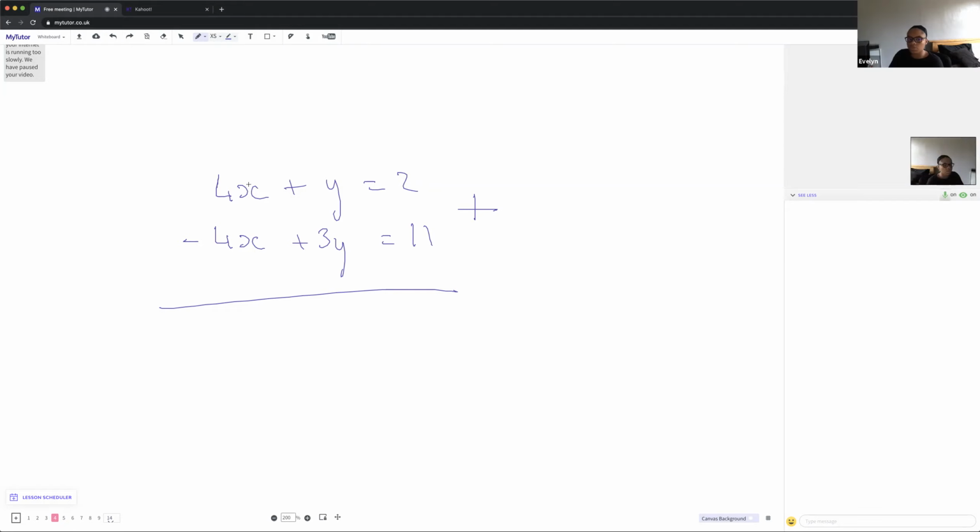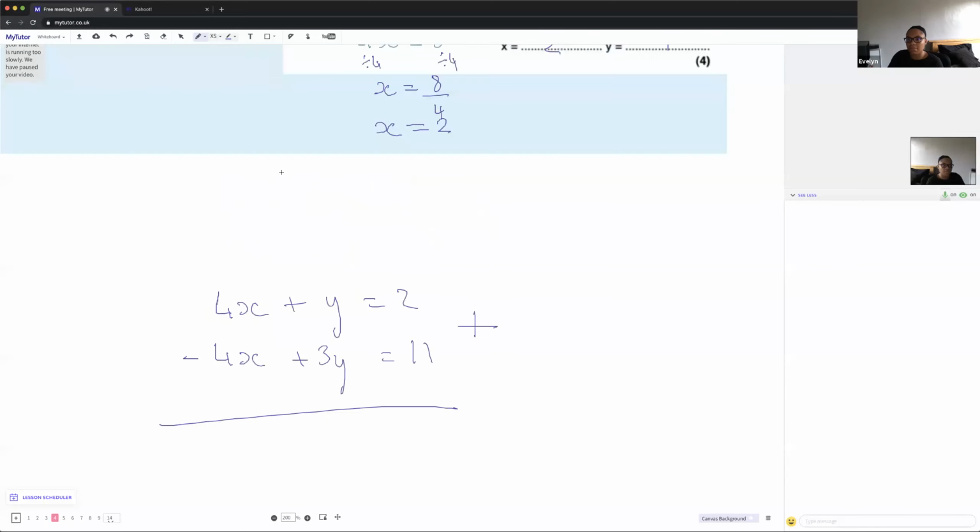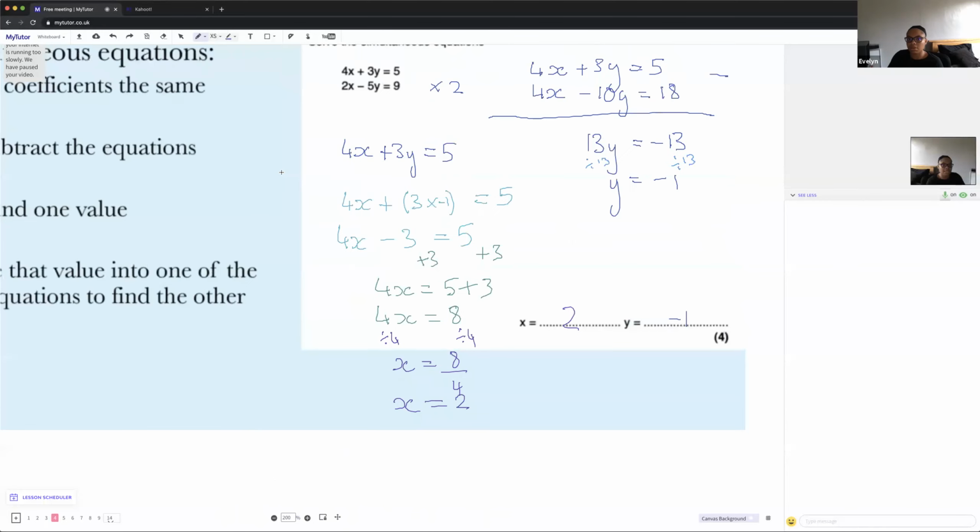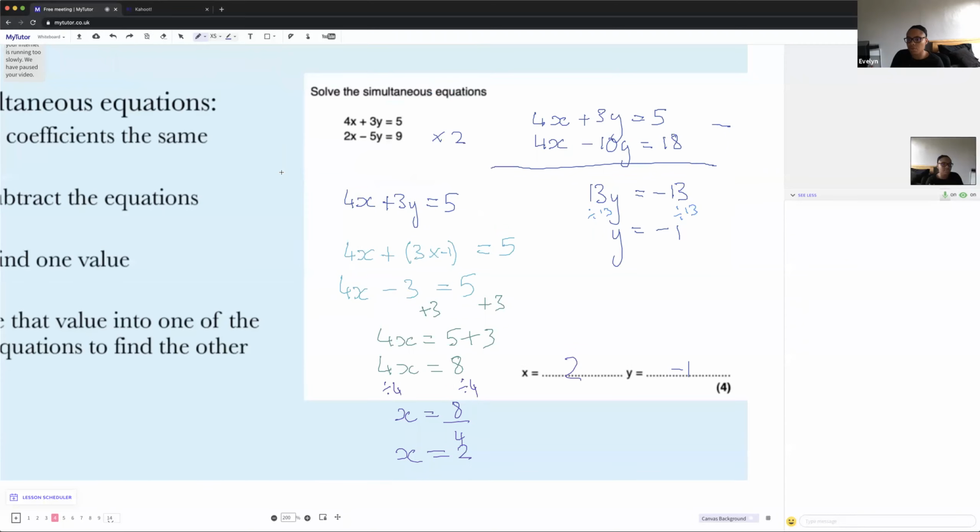So remember, you always want to get rid of either the x's or the y's. Depending on whether one is positive and one is negative, you're going to add. If both of them are the same sign, so both positive, you're going to subtract. If both of them are negative, you're going to subtract. So hopefully that makes a little bit more sense. But remember, try one, and if that doesn't work, try the opposite one.